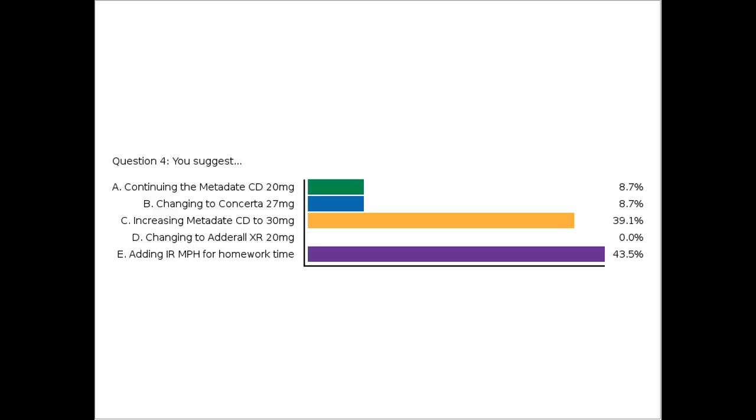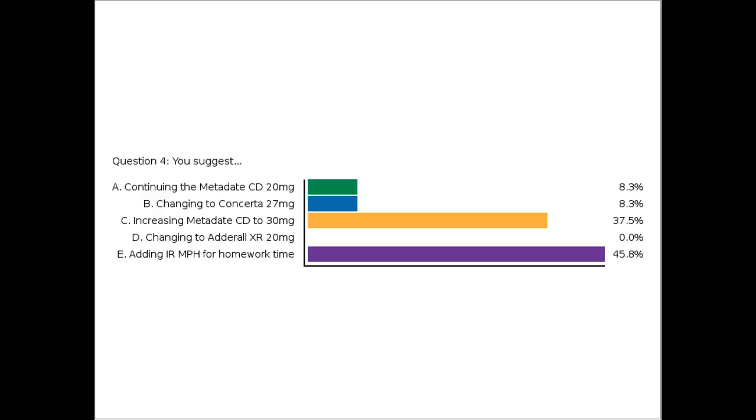Changing to Concerta 27 gives you both an increase in dose, and in general, Concerta, with its Oros technology, will last longer than Metadate, which is more of a 6 to 8 hour window, whereas Concerta, if you look at the PK data for Concerta, it's more in the 8 to 10 hour range. So that might spill over and help with homework.